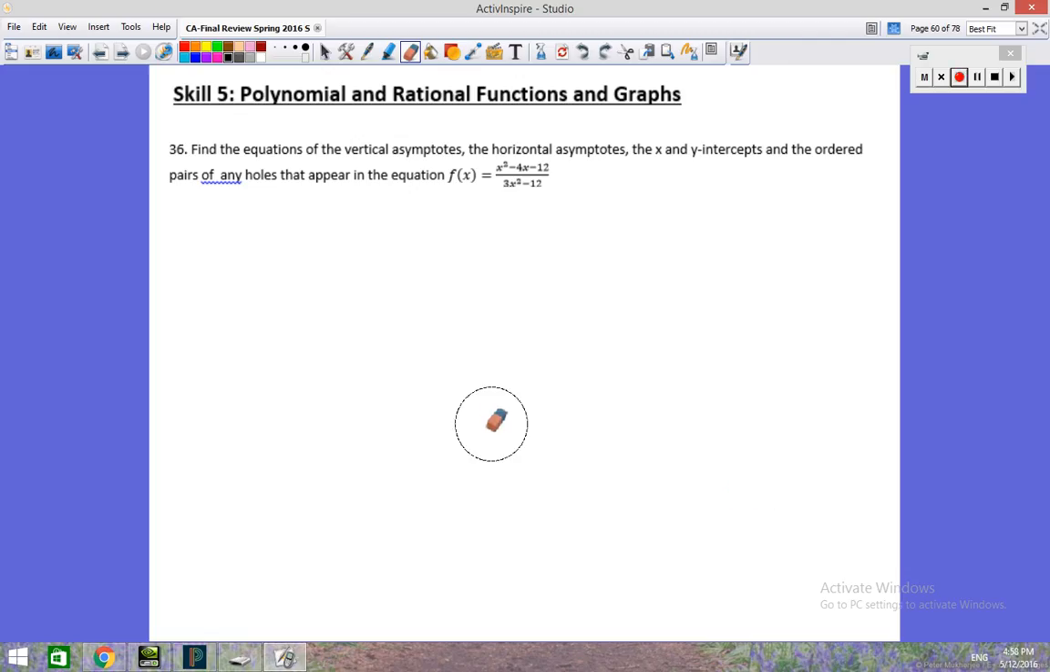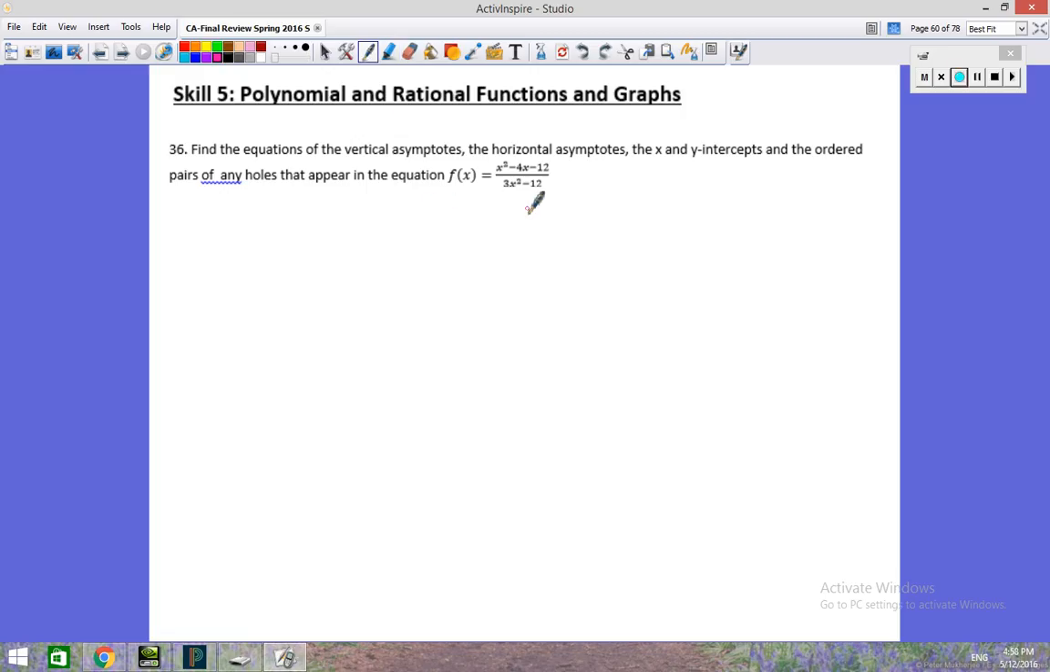All right, so here on number 36, boy, this guy's asking us a lot of things, so we're going to have to break it down. On the test, it won't ask you this many things on one question. It'll just say find the vertical asymptotes, and it'll give you the choices. Then on the next question, might be the same function, and says find the horizontal asymptote.